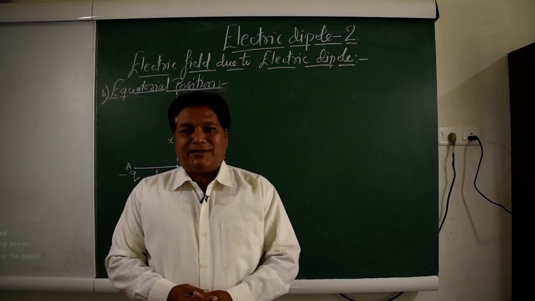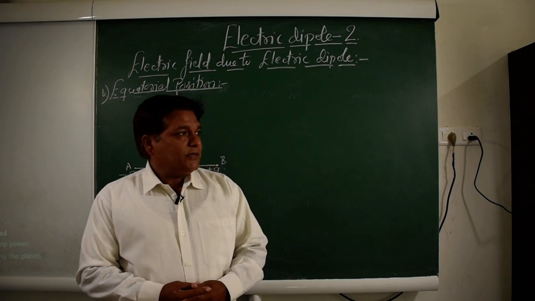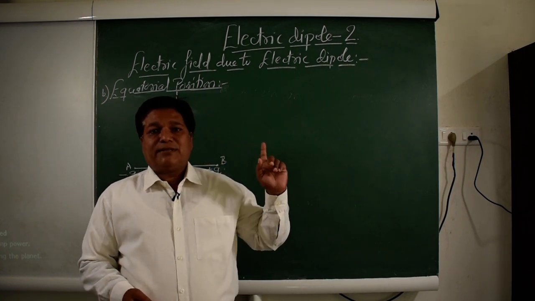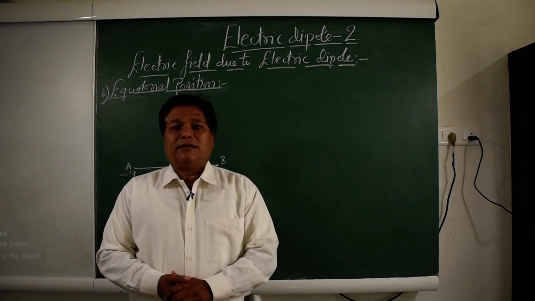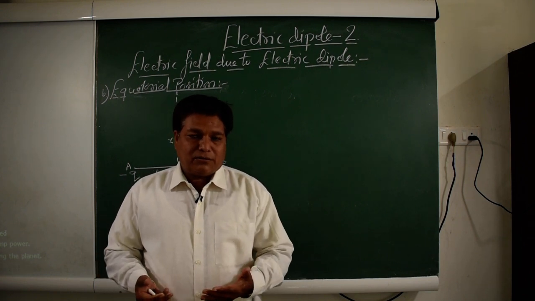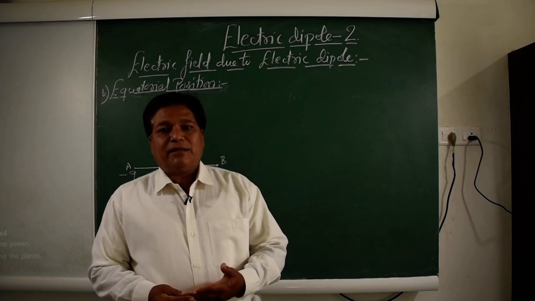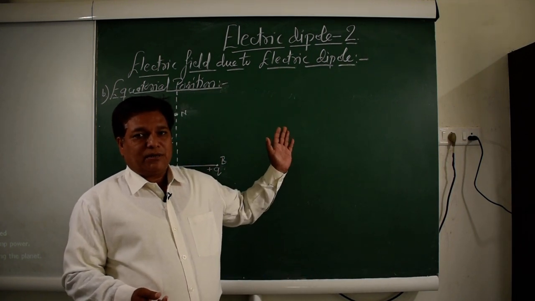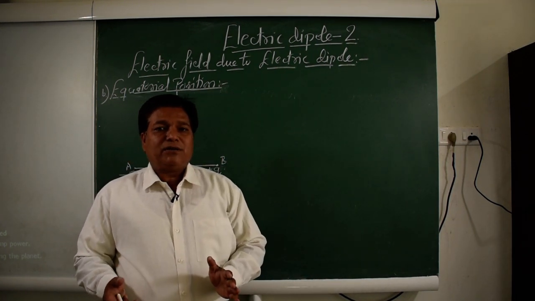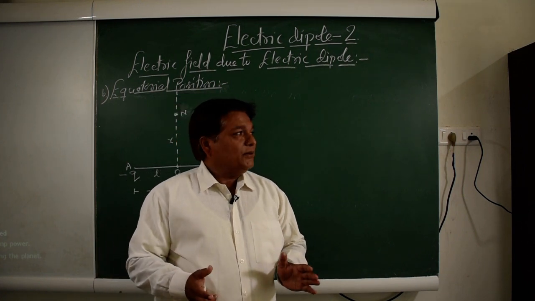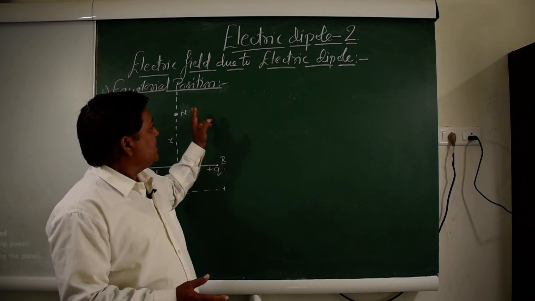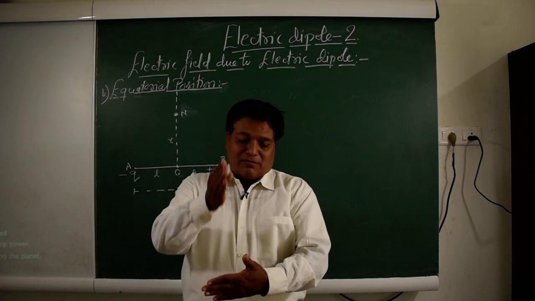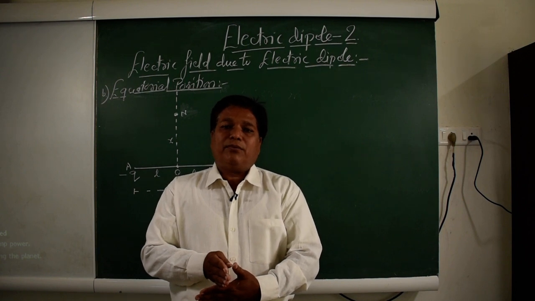Okay, so let's start today's topic. What is today's topic? Our topic today is electric dipole, second part. Second part means that in the last video we determined the electric field due to an electric dipole on its axial position. Now today we are going to find the electric field due to an electric dipole on its equatorial position. Equatorial position means the perpendicular bisector of the electric dipole.